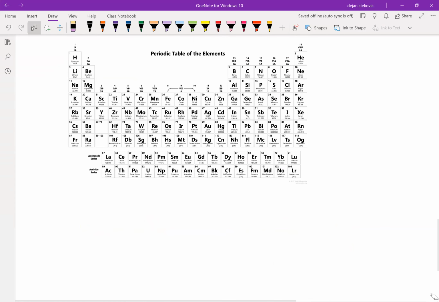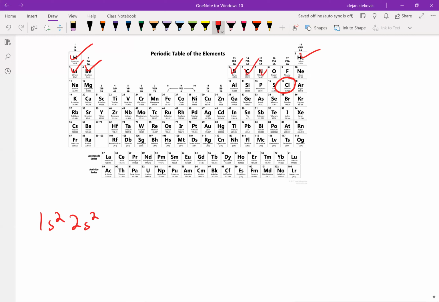All right, so let's take a look at chlorine next. So chlorine is right under fluorine. So again, we just count from left to right, line by line. So there's our 1s2. I'm just going to do the electron configuration, not the orbital diagram for this one. Then after that, 2s2. And after that, 1, 2, 3, 4, 5, 6. And that's the 2p. So 2p6.